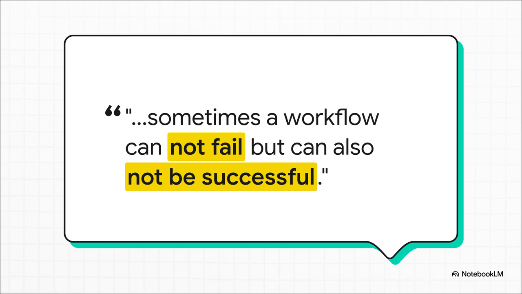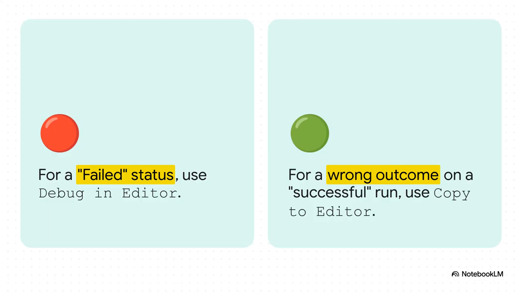It's like it might look up a user, find no one, and then just stop. No error message, no output, nothing. From the system's point of view, everything's fine. But from your perspective, the automation totally failed. And this is why that rule we talked about is so critical. Because the workflow has a success status, the Debug in Editor option won't even be available. The system sees success, so it won't give you the option.